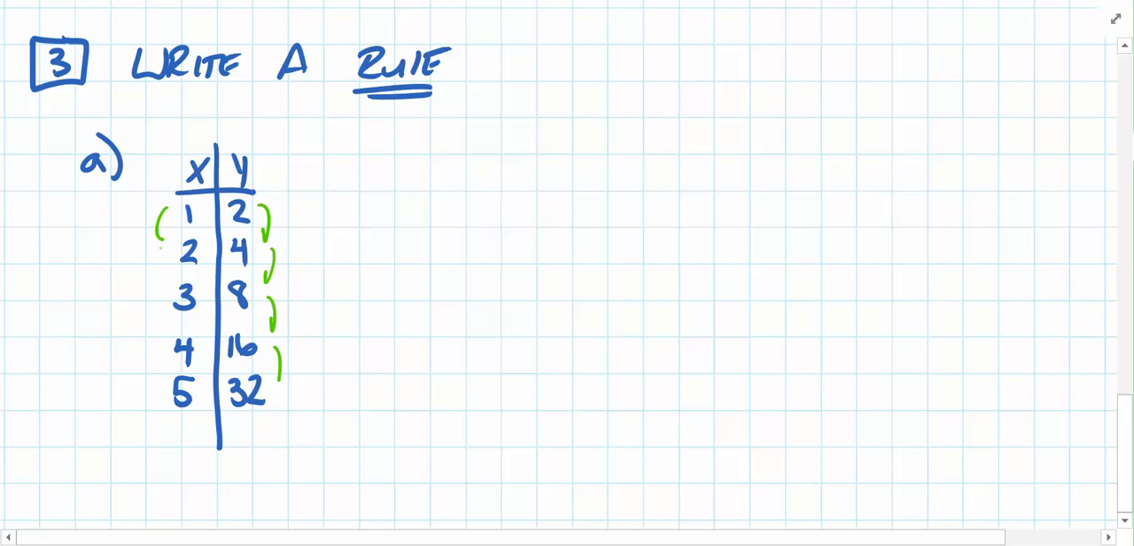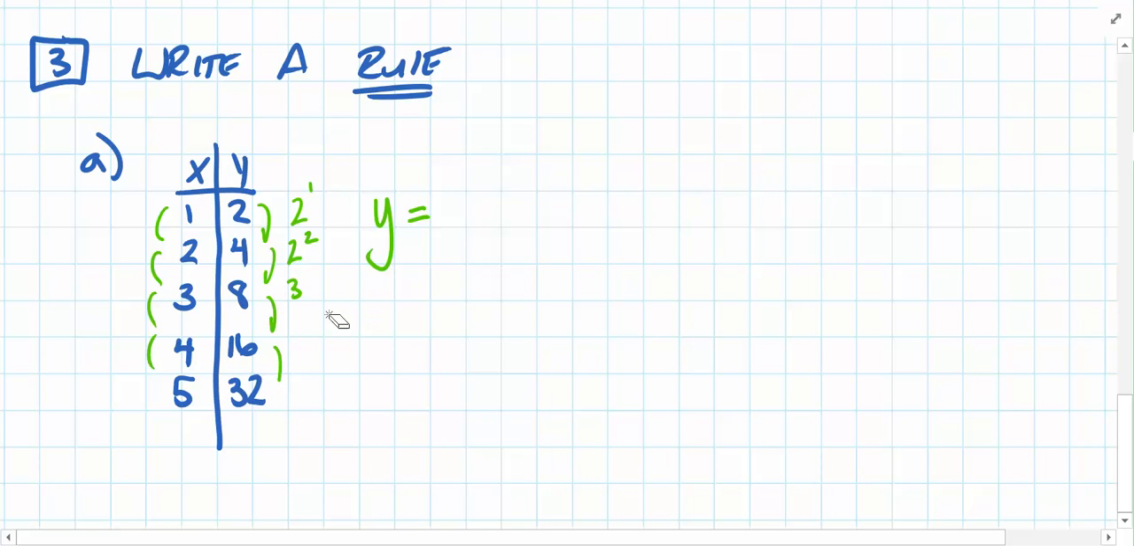Okay, so I'm looking for the rule. So y has to be something x. All right, let's see here. 2, I could rewrite as 2 to the first. You guys agree with that? 4, I could write as 2 squared. 8 can be 2 cubed. Oops, sorry, the 3 is in the wrong spot.